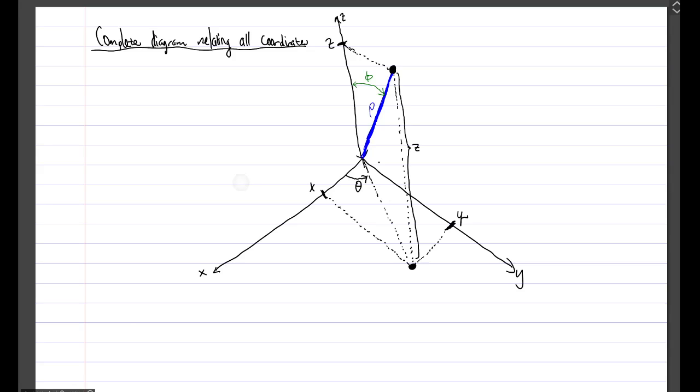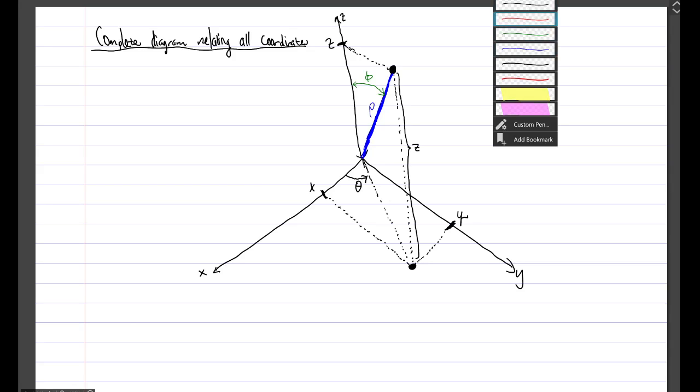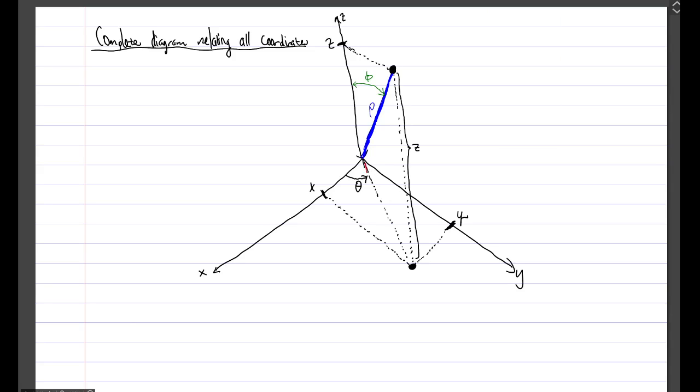Okay, and then this dotted line here, that distance right there is r.